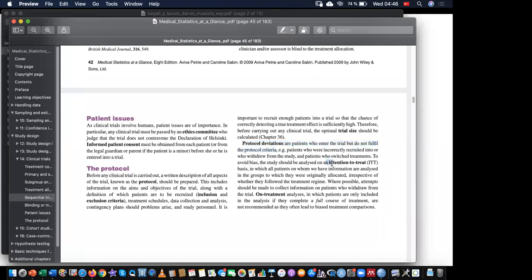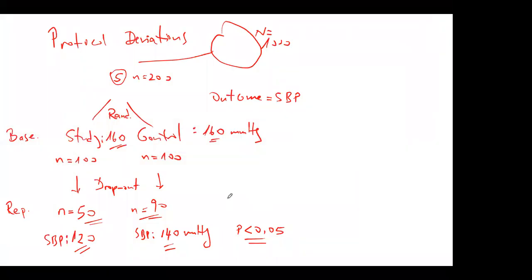Therefore, they introduced a method in the analysis which they call intention to treat. There are two methods: one is intention to treat, and the other one is on treatment. In the on treatment analysis, you analyze your results as they are, and this is not reliable, okay? So this is not a good method.